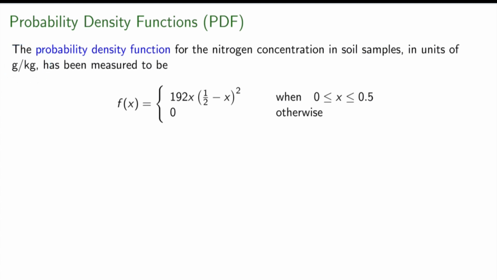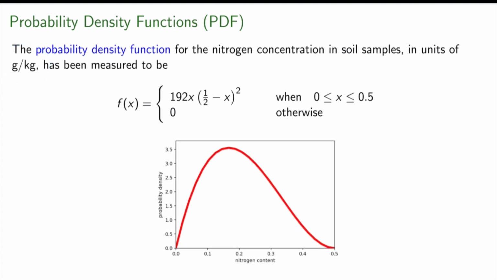If you plot it, then this is this function. So you see, it is very likely to find nitrogen content in the area around 0.2 or a little bit less than 0.2, because this is where the function has a maximum. And it is much less likely to find something near 0.5 or near 0.0.